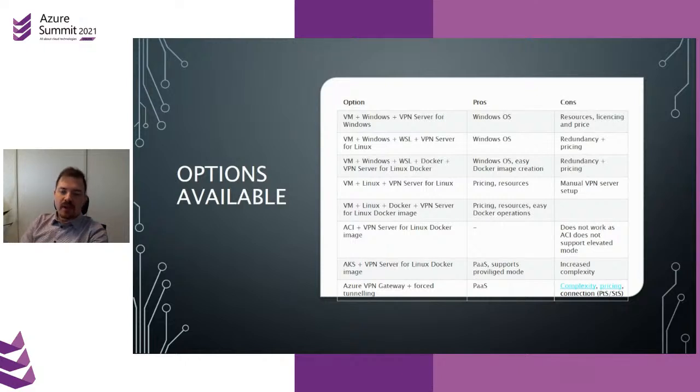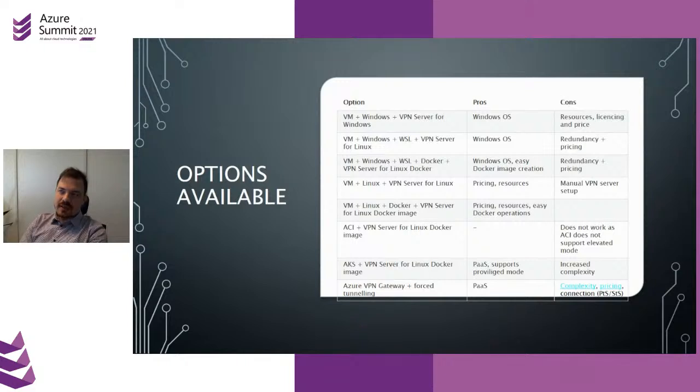So what else? What are the other options? So virtual machine plus Windows plus WSL. It is a Linux infrastructure for Windows, and you can spin up VPN servers for Linux inside Windows. So now Windows has this built-in functionality supporting Linux infrastructure running inside it. But still, you would need the Windows virtual machine, and they still have the same pricing and licensing and hardware requirements.